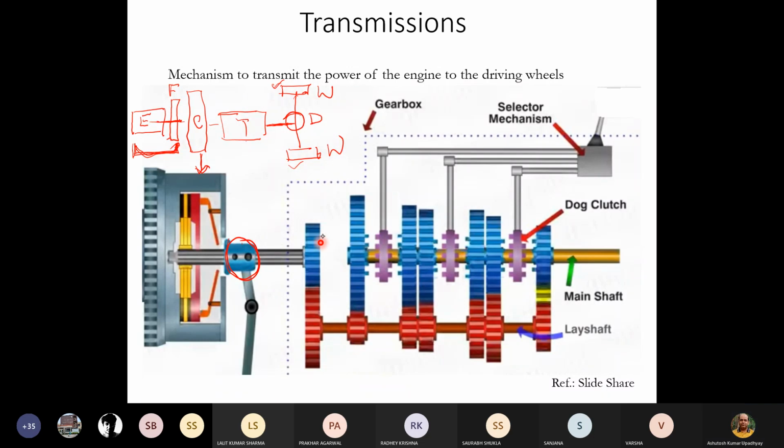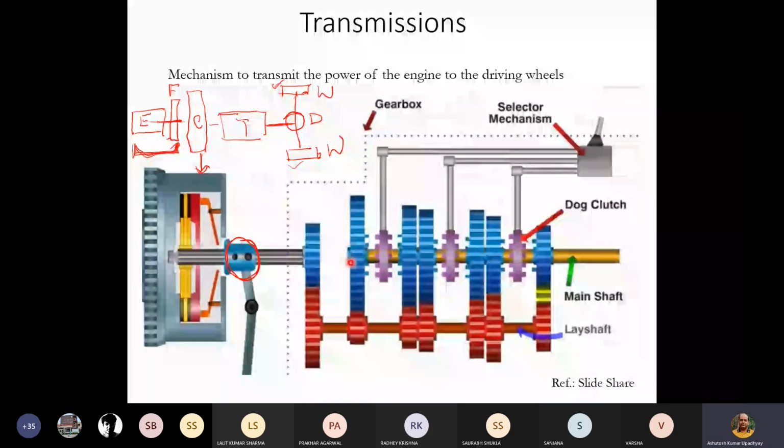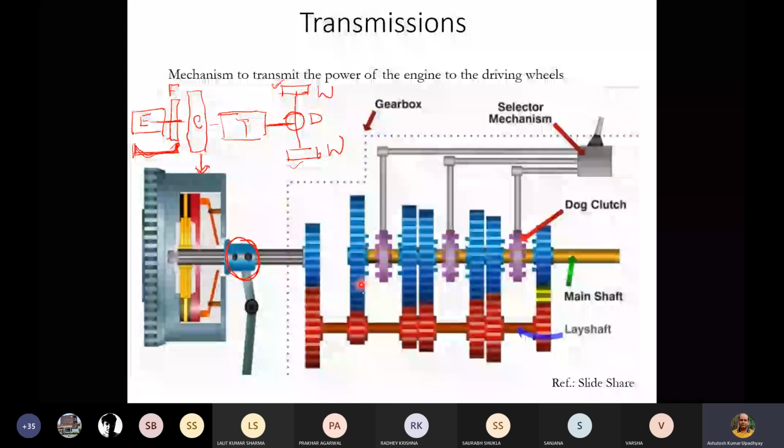If you see, of course, the clutch gear and counter gear will always be in contact. If you see here, this is the smallest one and this is the largest one. So definitely this is going to be what? The first gear in our case.